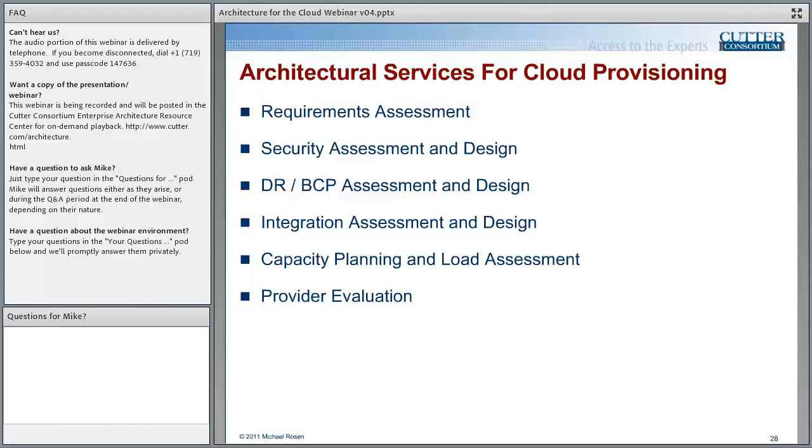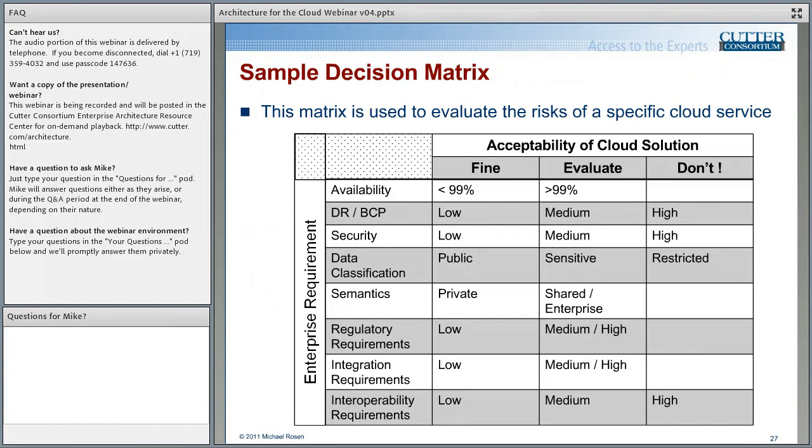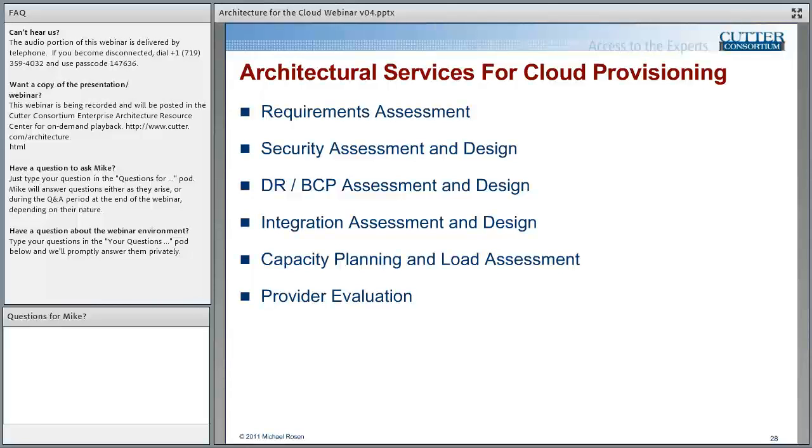services. So we might want to have some service around requirements assessment, again, where we specifically assess against these and these set of requirements. We might want to have a security assessment and design service for them, or again, assessment and design around disaster recovery, around integration, capacity planning, and load, and perhaps some evaluation of the service providers.